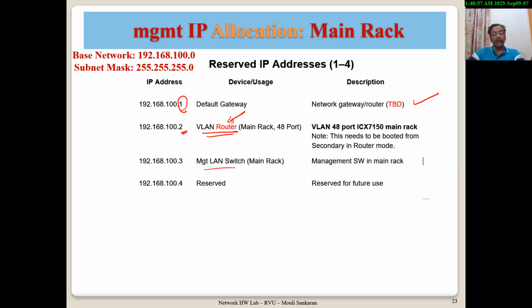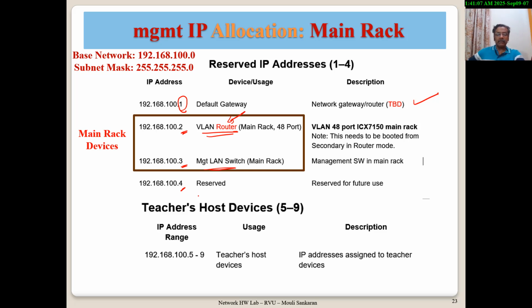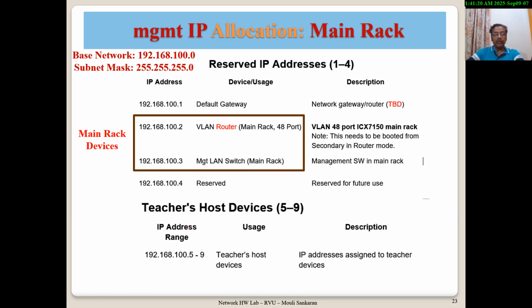Now teachers can connect to the management LAN switch directly on the main rack, and they can use 5 to 9 as host IDs meant for them. You are not supposed to use any of these reserved IP addresses. I will tell you which IP addresses you can use. This is all meant for teachers to be on the main management LAN, and they can log into any of your devices and check the configuration that you have done. So remotely you can monitor what is happening, whether you are doing it right or anything is going wrong, so that we will be able to help you out.